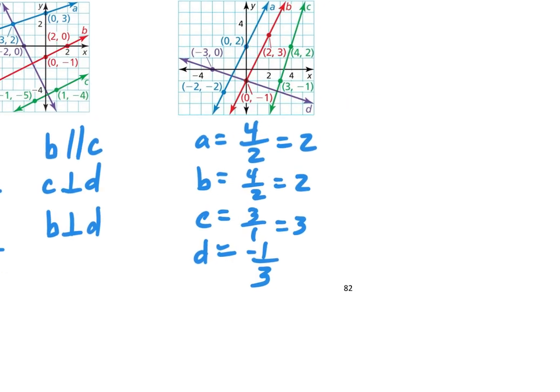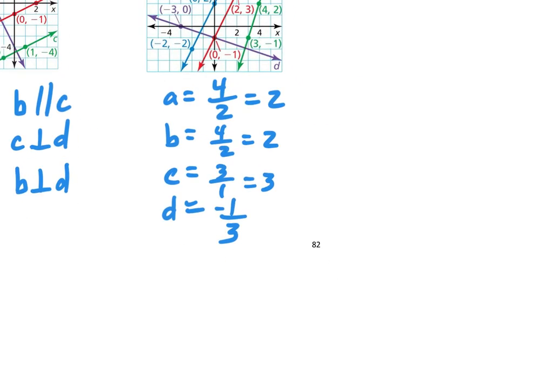And then the last thing that we're going to do is use those values, those slopes, to determine if these are parallel or perpendicular. Parallel should be a piece of cake, guys. We're looking for any of these that are the same. Do we have any that are the same? Yeah, A and B, right? So once again, we say A is parallel to B.